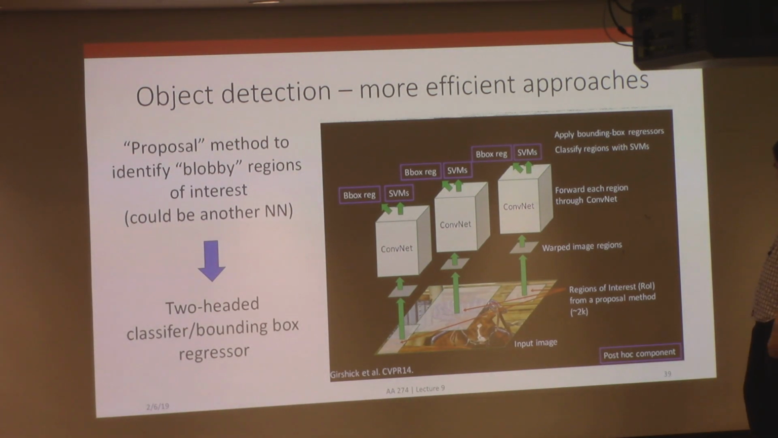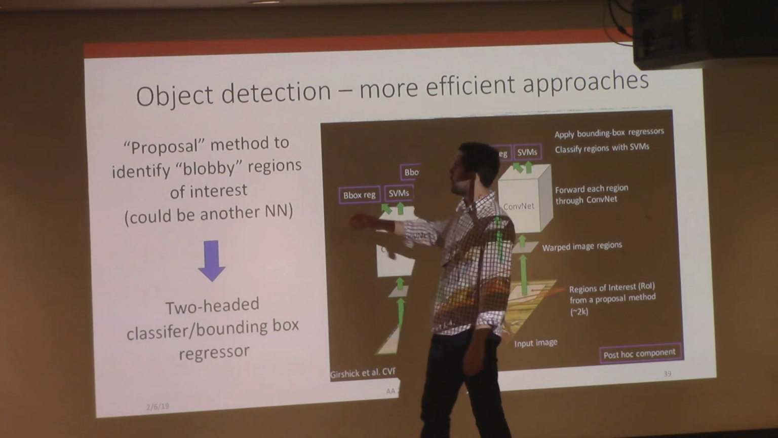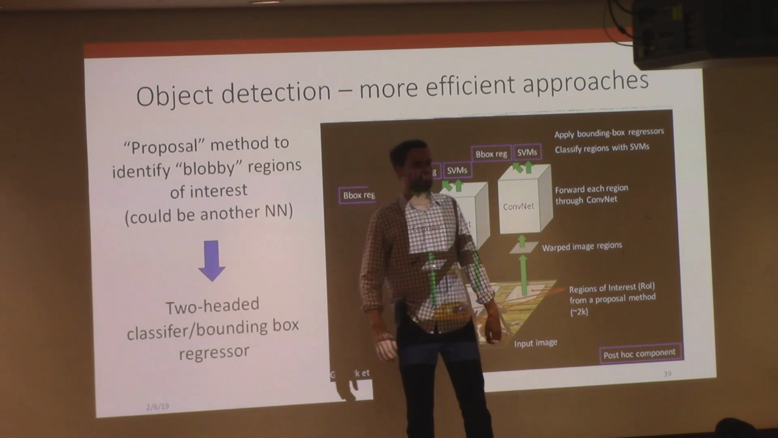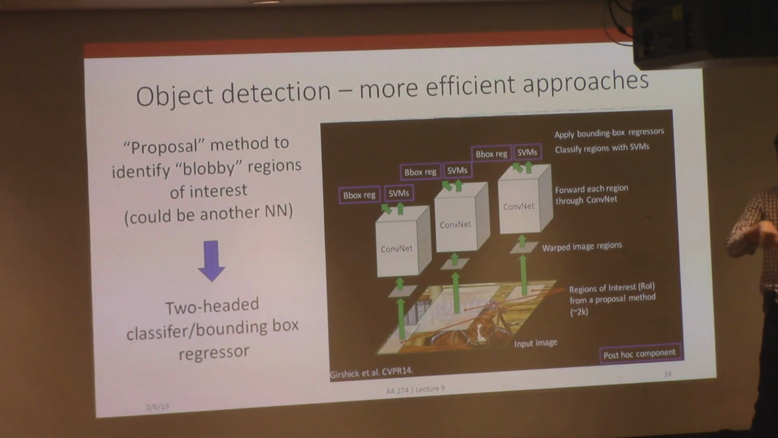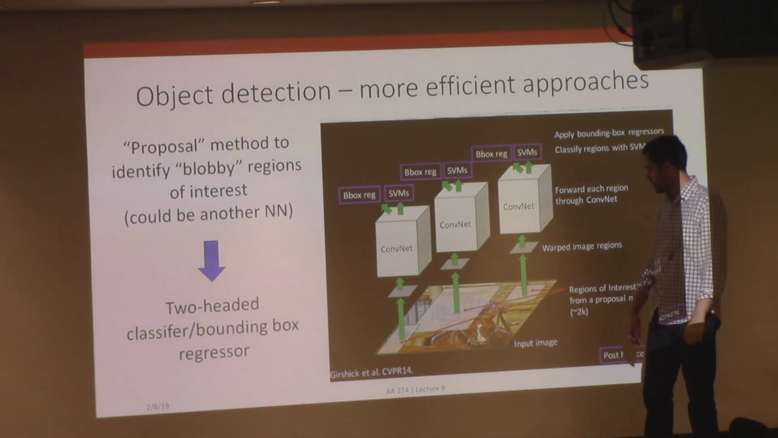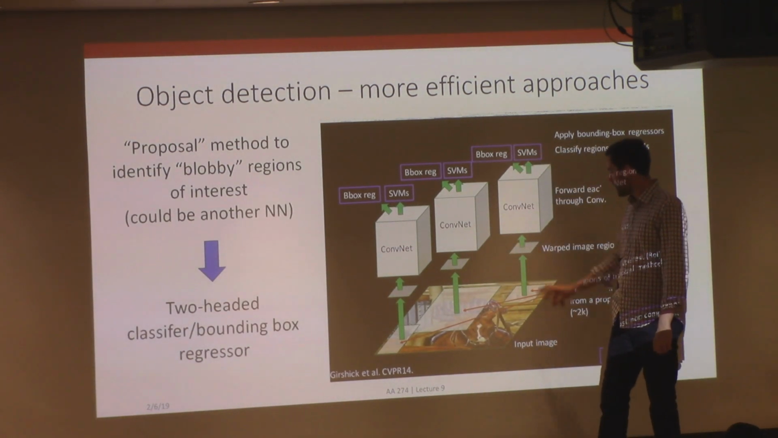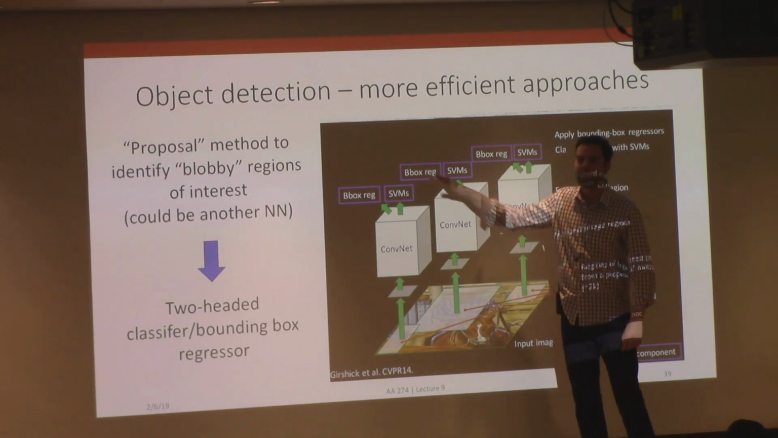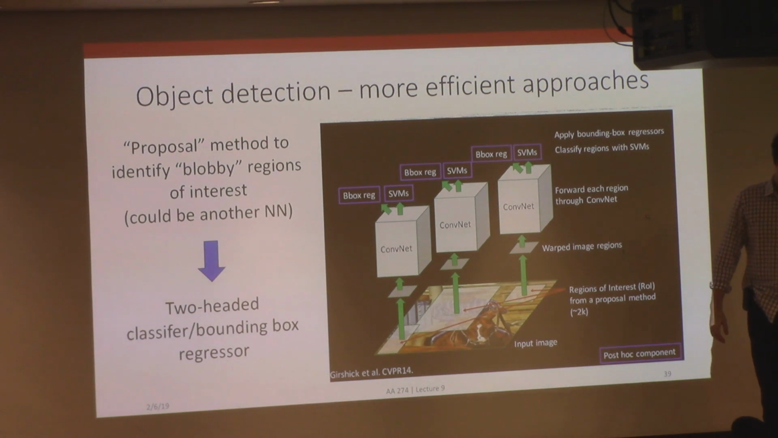And so basically, you have some proposal method. I guess it doesn't go into it here. You have some proposal method, which could be another neural network, to be honest. And then you just have your same two-headed convolutional neural network to then get a bounding box in those proposed regions. And this is what that process would look like: you have some large input image, some proposal regions, and then you treat these proposal regions as images, and try to get your classification and bounding box regression there.